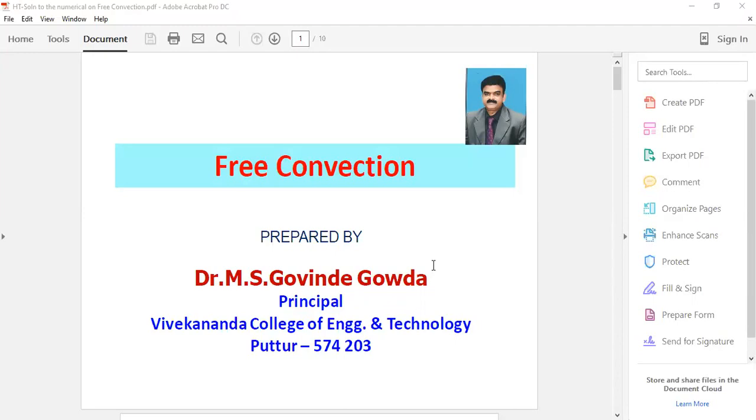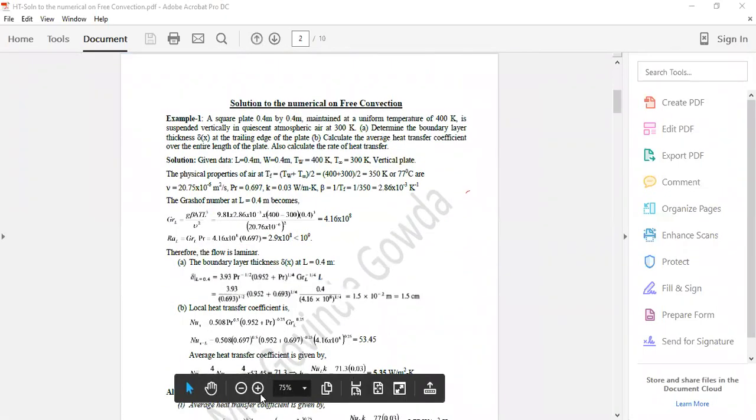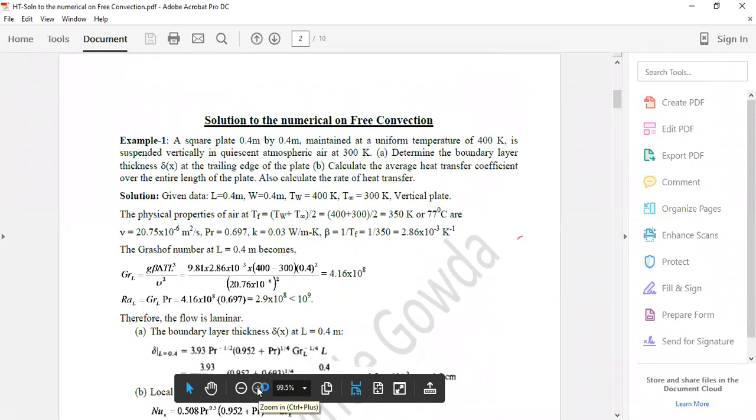free convection on vertical surfaces like a vertical plate, a vertical cylinder, the horizontal plates, heated surface facing up, heated surface facing down, and horizontal cylinder, for particularly two conditions like constant wall temperature and a constant heat flux. So let us have discussions with the problems.